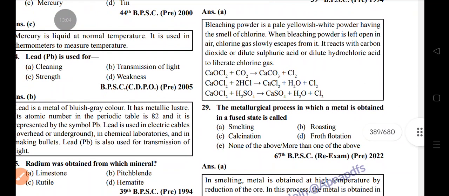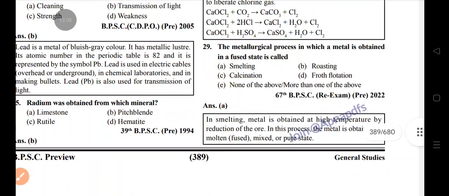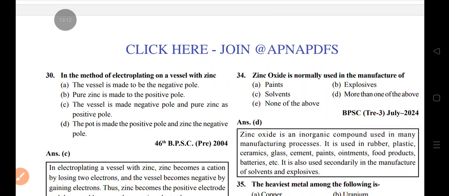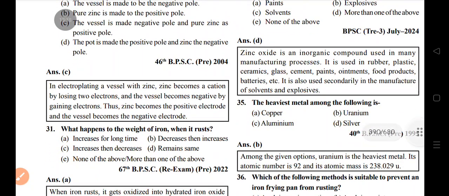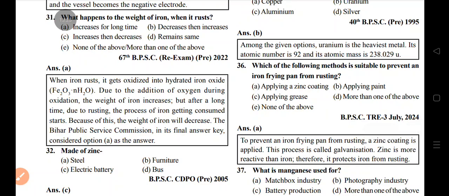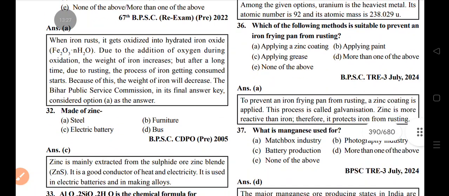Metallurgic process in which metal is obtained in a fused state is called smelting. In the method of electroplating a vessel with zinc, the vessel is made the negative pole and pure zinc the positive pole. What happens to the weight of iron when it rusts for a long time? It increases. Made of zinc: electric battery.